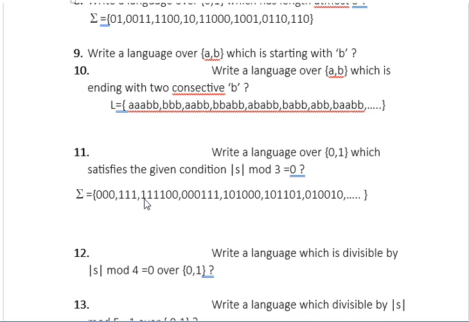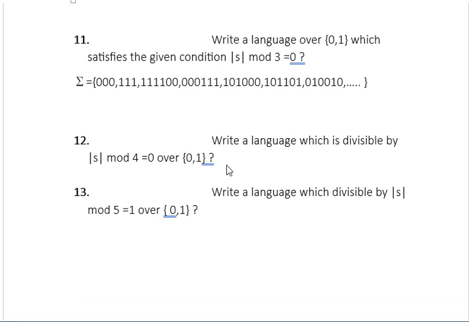In this way, the length of that particular string should be divisible by 3. It can be 3 or 6 or 9 or 12. The length should be in this way, divisible by 3. If you see here, the length of this string is 3, here 3, again this is 6. So in this way, the length should be divisible by 3. That is the meaning of this question. Now, write a language over 0, 1 where modulus of S mod 4 equals 0.